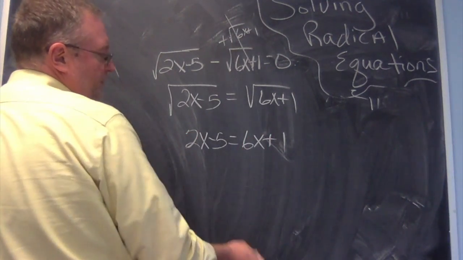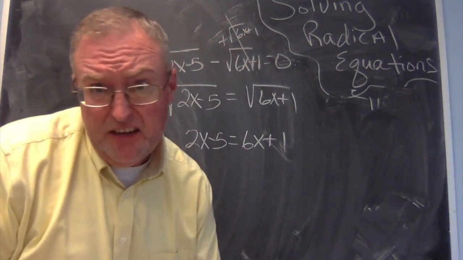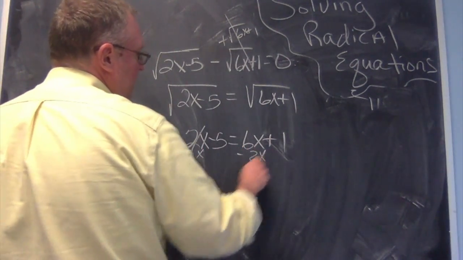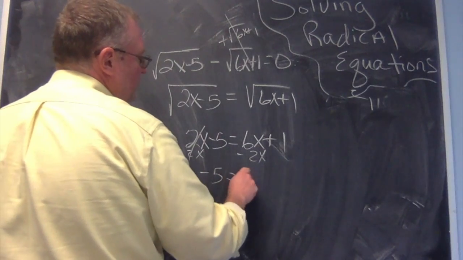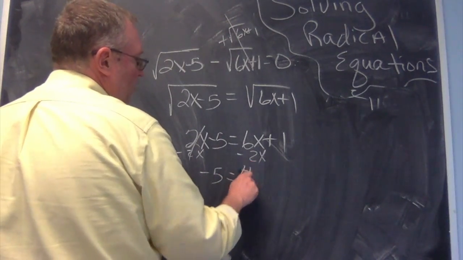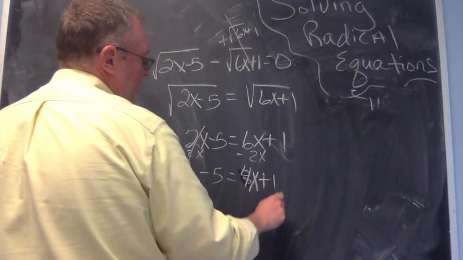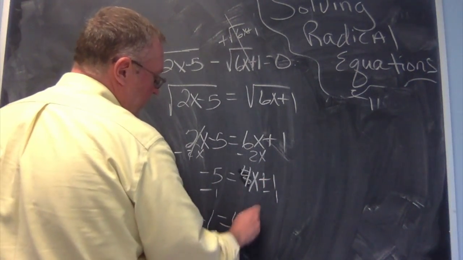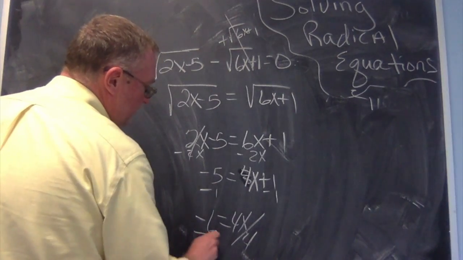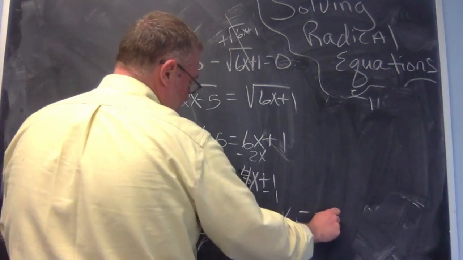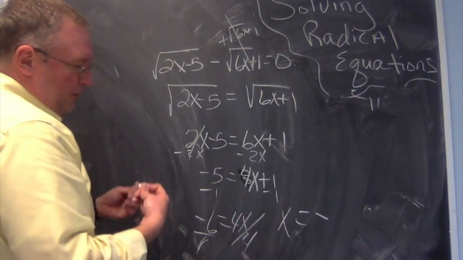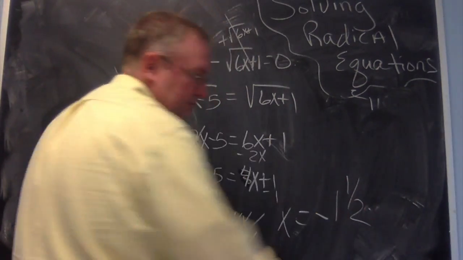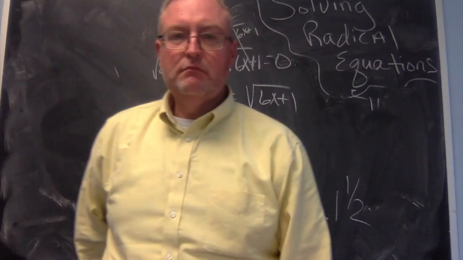Let's move this 2x over here to avoid negatives, because we hate negative people. All right, so I'm going to subtract 2x, subtract 2x. Now I have negative 5 equals 4x plus 1. Subtract 1, subtract 1. Negative 6 equals 4x. Divide by 4, divide by 4, and x equals negative 6 over 4, which would be 1.5. X equals negative 1.5.